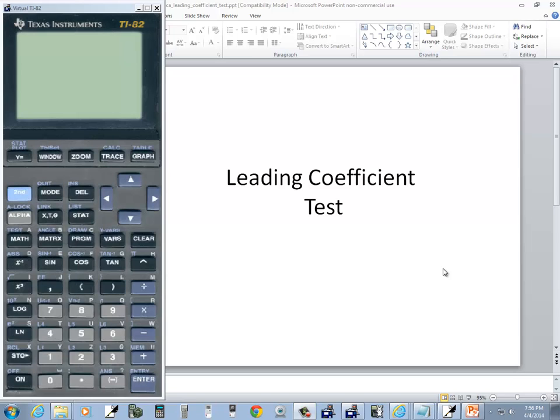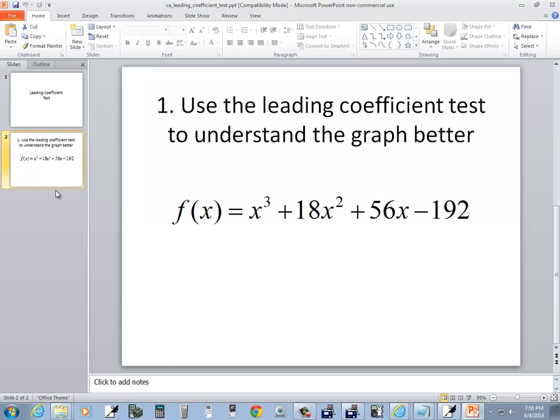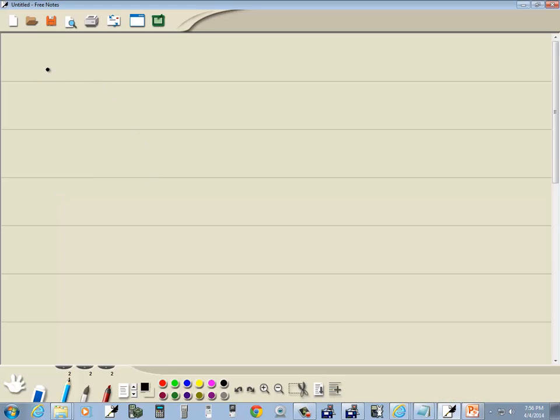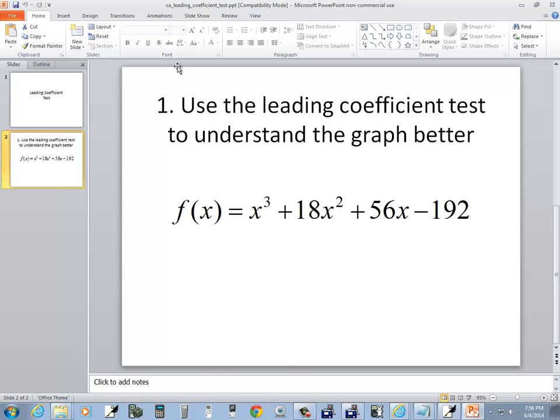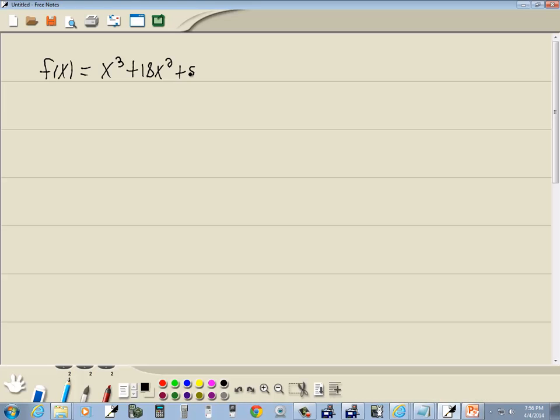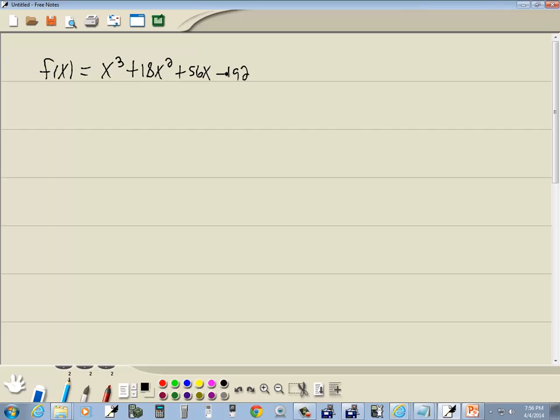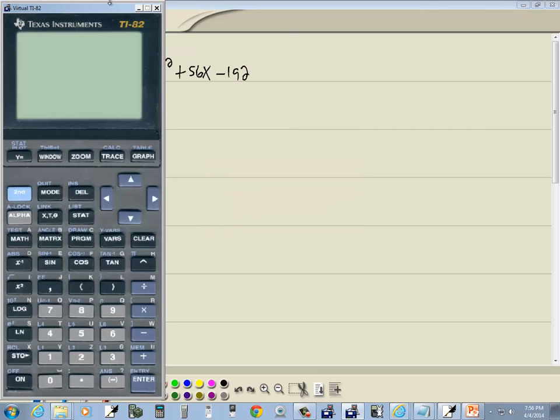Let's take a look at how to use the leading coefficient test to tell us more about the graph on a TI-82 calculator. Let's look at this problem here. We've got f of x equals x to the third plus 18x squared plus 56x minus 192. Well, let's graph this first. So we'll start out with that.